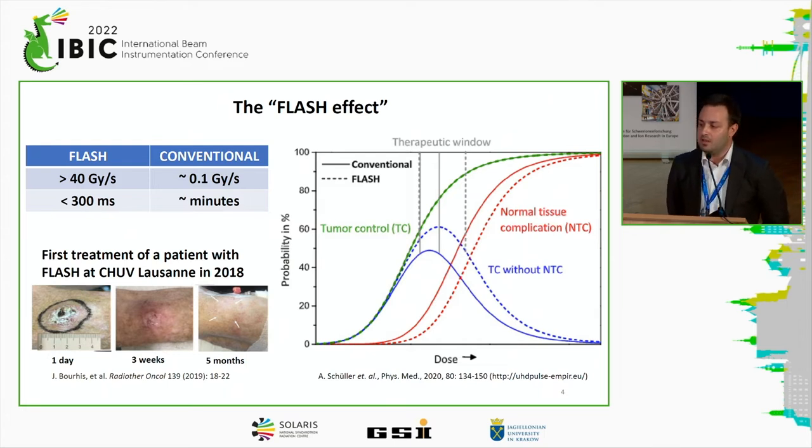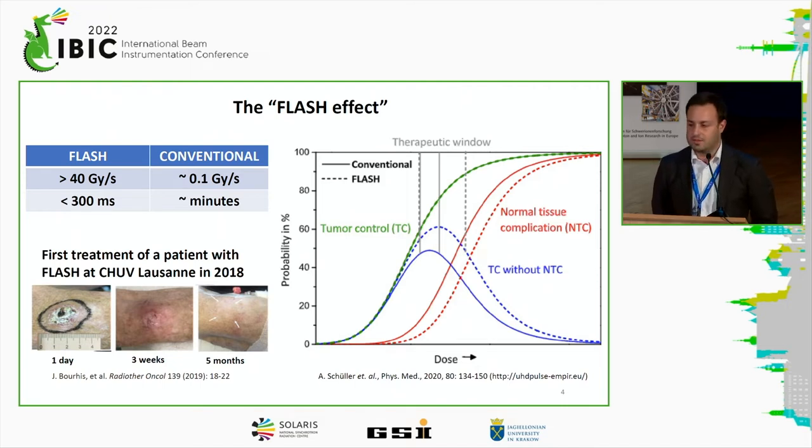So basically in this situation, what happens is that, and this is the third curve, the blue curve, the tumor control without normal tissue complication is better with flash therapy than with conventional radiotherapy. This results in the widening of the therapeutic window. So that's why here we are talking about something which has the potential to be a paradigm change.